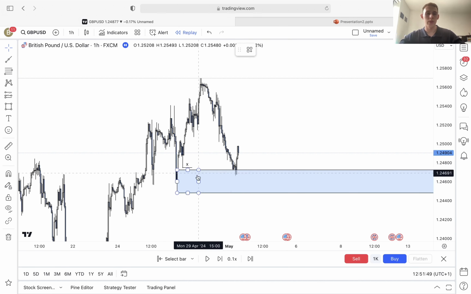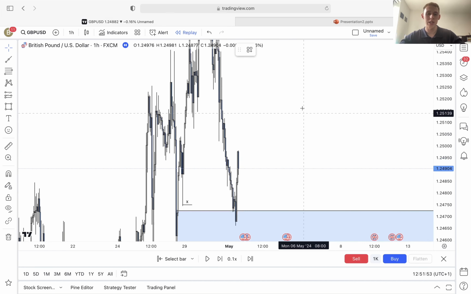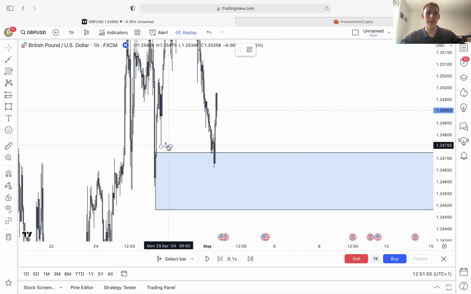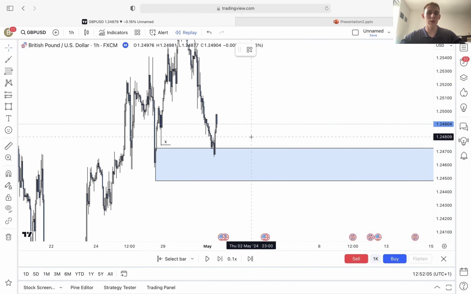So an area of inducement was this wick just here, because it came very close to tapping into the demand, but it didn't quite touch it. As you can see, the demand was left unmitigated, meaning it was left imbalanced, with this imbalance just here to the left. And then at a later date, price pulls back into this zone, sweeping the inducement low, and then we get that reaction over to the upside.